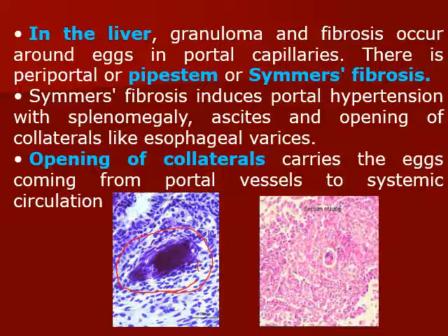Here is also another egg of Schistosoma japonicum, with a pale area around due to granuloma formation around the egg. This is the liver tissue as we see.